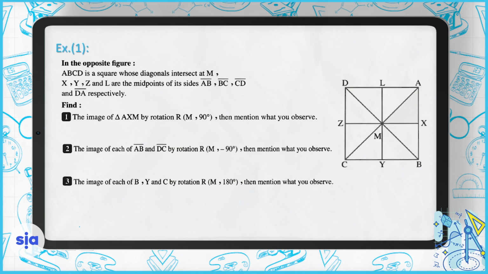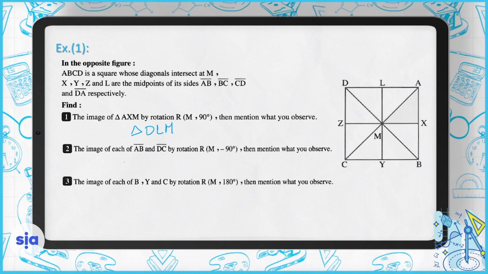Let's go to exercise number 1. In the opposite figure, ABCD is a square whose diagonals intersect at point M. X, Y, Z, L are the midpoints of the sides AB, BC, CD, and DA respectively. Find the image of triangle AXM by rotation R(M, 90°), then mention what you observe. So the image of AXM will be triangle DLM.